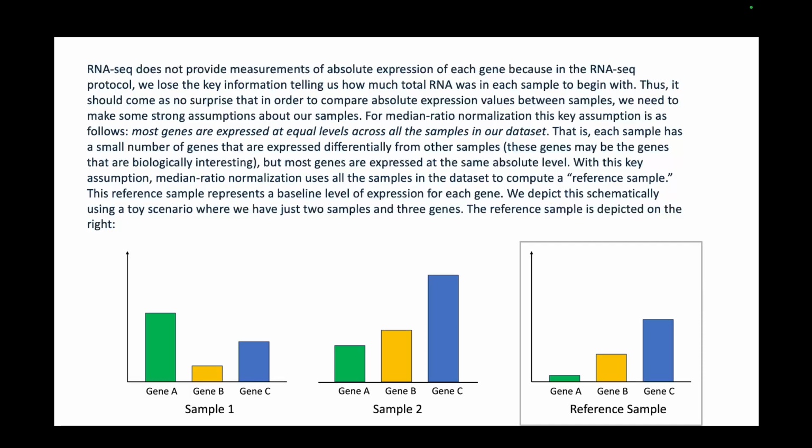With this key assumption, median ratio normalization uses all the samples in the dataset to compute a reference sample. This reference sample represents a baseline level of expression for each gene. This is basically a toy scenario where you have two samples and three genes, and this is your reference sample. So, you know the relative expression between genes A, B, and C, and according to that, you are going to normalize both samples.